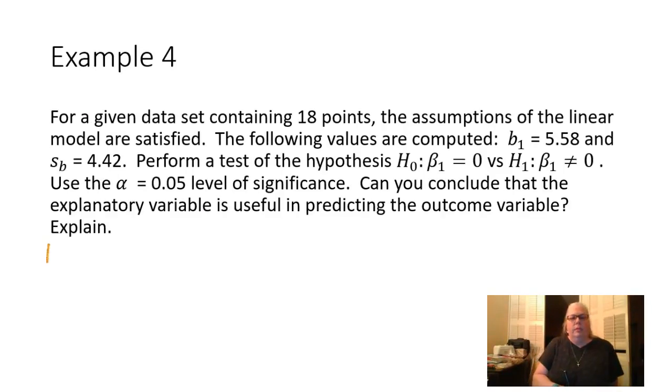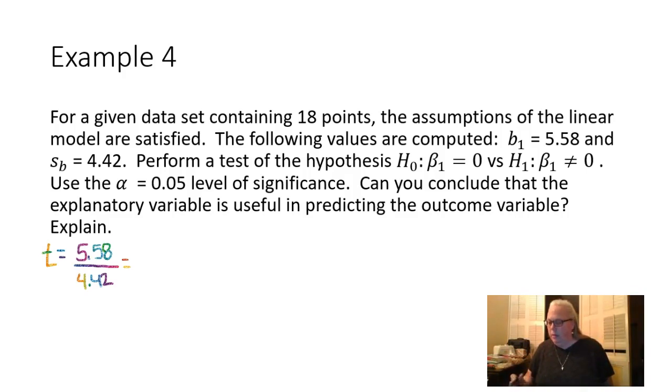Okay, our test statistic is going to be our slope, 5.58, divided by the standard error for the slope, 4.42. All right, let's put that in our calculator. And this is going to give me 1.2624.